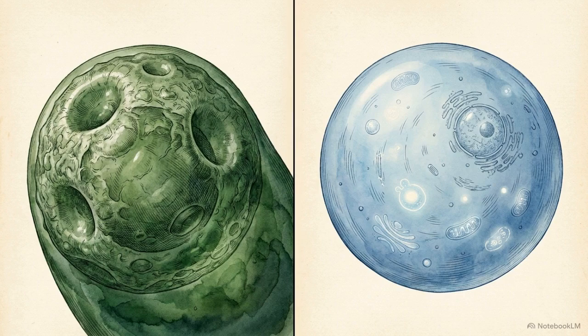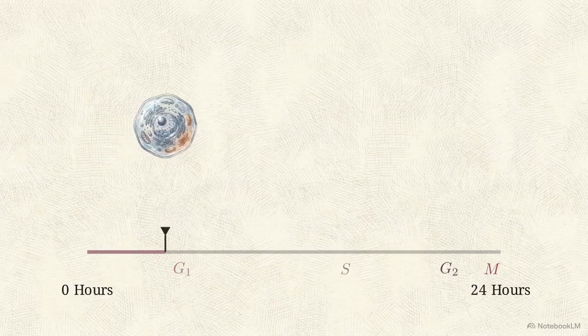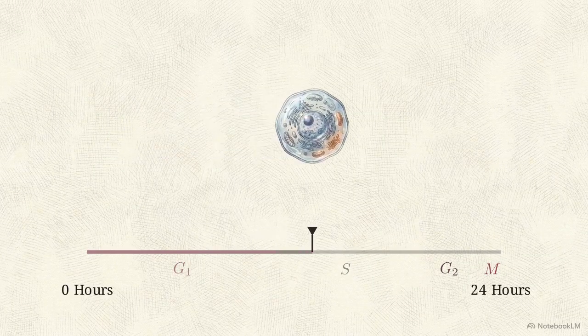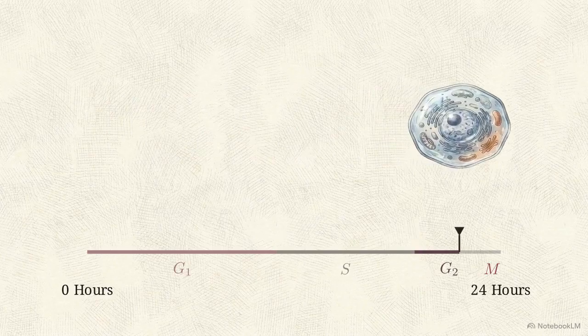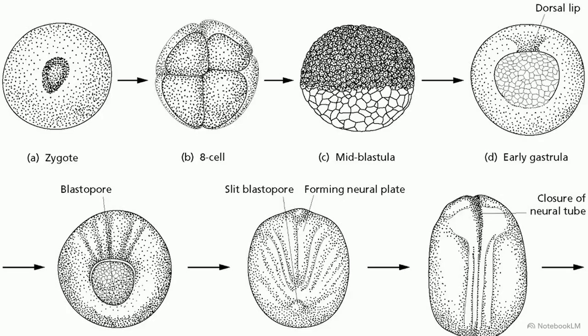To understand the speed of this process, we can compare it to the division rate of a standard mammalian somatic cell. A typical mammalian cell requires roughly 24 hours just to complete a single division cycle. This sequence shows the early morphological milestones of the Xenopus embryo.